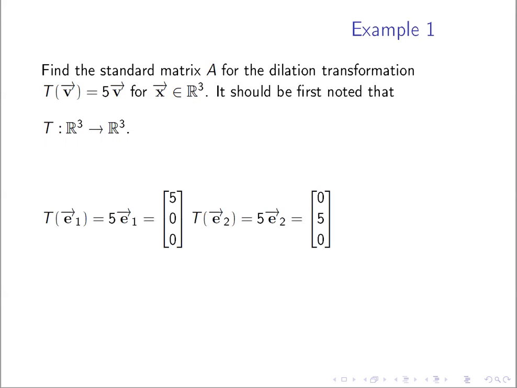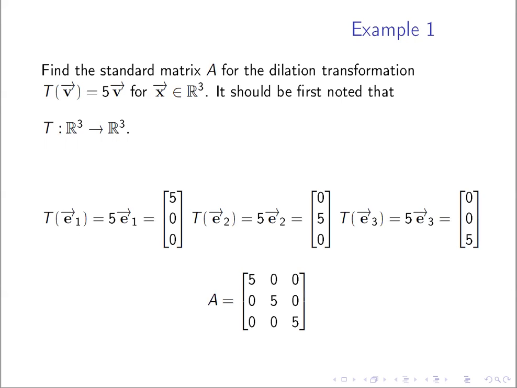Similarly, the transformation of E2 will end up going to (0, 5, 0). And as you can probably guess, the last, E3, would go to (0, 0, 5) because it's just 5 times it. Well, the only thing that's not 0 is the 1, which turns into a 5. So that's really easy. Putting these three vectors together, our standard matrix is 5s on the diagonal and 0s everywhere else. That seems to make perfect sense, and that was actually really simple.